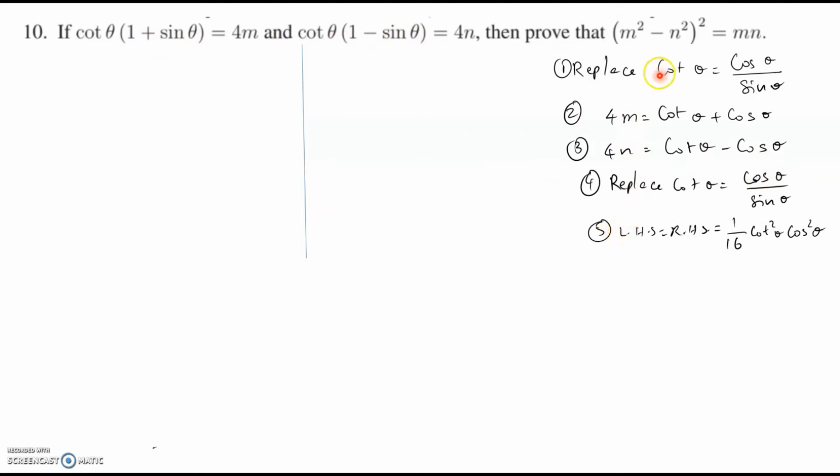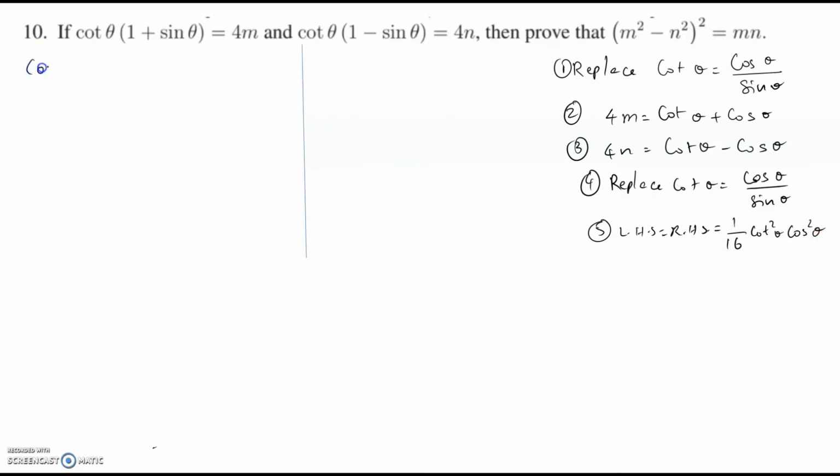Then we will go here and substitute these values of m and n in the left hand side first, and then the right hand side, and we will find they both come equal to 1 by 16 into cot square theta into cos square theta. So let's solve the problem.